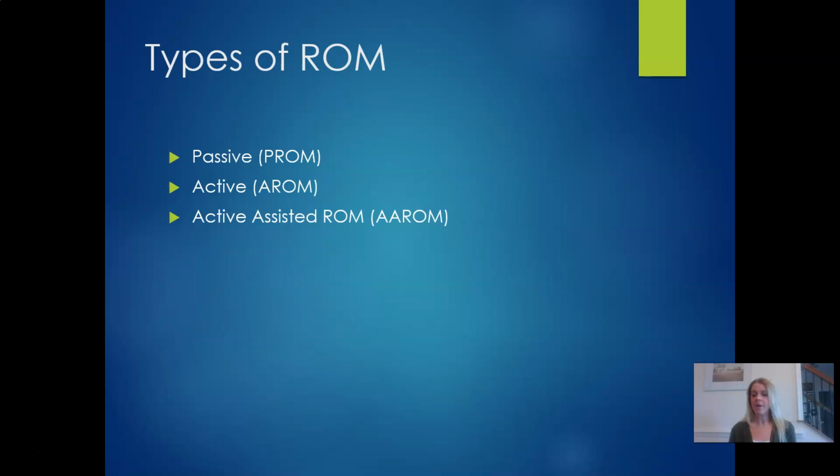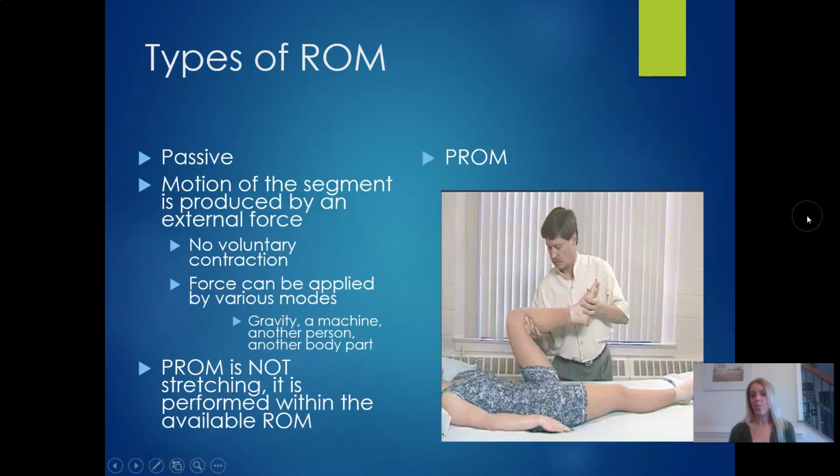You guys know this stuff, so quick review: passive, active, and active assisted range of motion are our major types of range of motion, and we'll go into each one and why we would use each one. Passive range of motion, abbreviated PROM, is motion that is performed by an external force, typically us, the therapists. There should be no voluntary contractions by the patient. We can use gravity, a machine, another person, even another body part. Again, definitely remember this: passive range of motion is not stretching. It's just moving them through their available range.